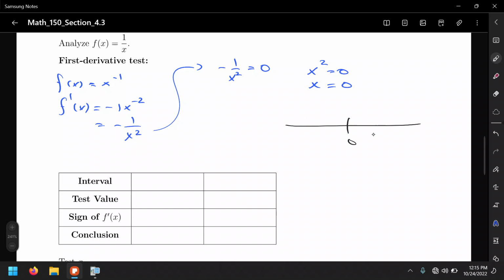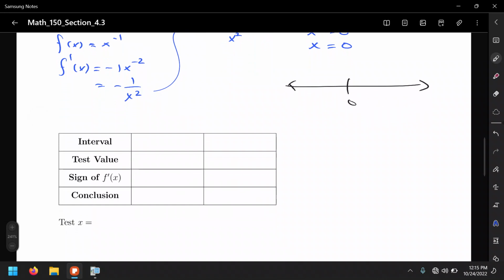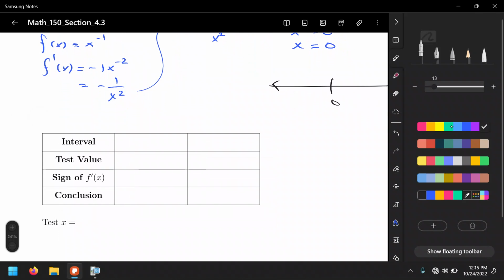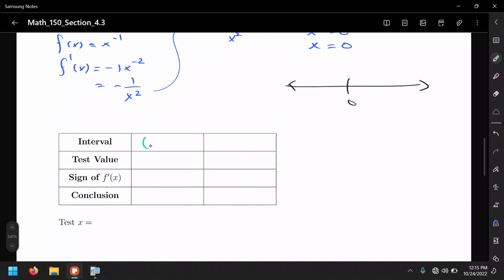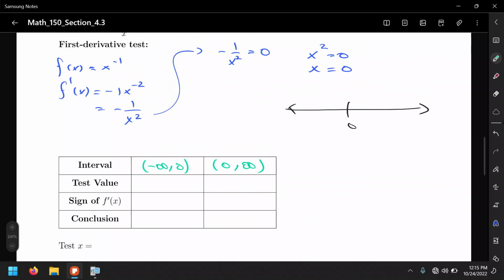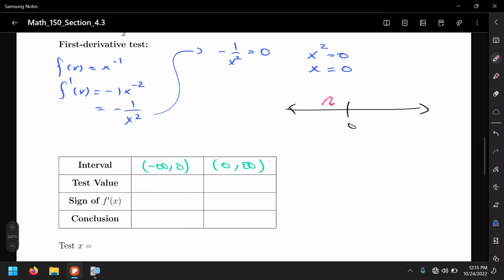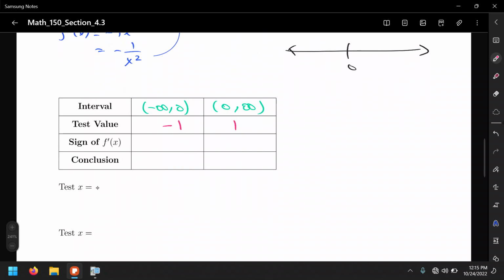So 0 is going to give rise to 2 intervals to test. That's why I have 2 blank columns here. So number 1, define the intervals: negative infinity to 0 and 0 to infinity. Let's choose our favorite test values. A number less than 0, what would be a good number? A number in this interval: negative 1. What about the second interval? Positive 1. All right, so we're going to test x = -1 and x = 1.